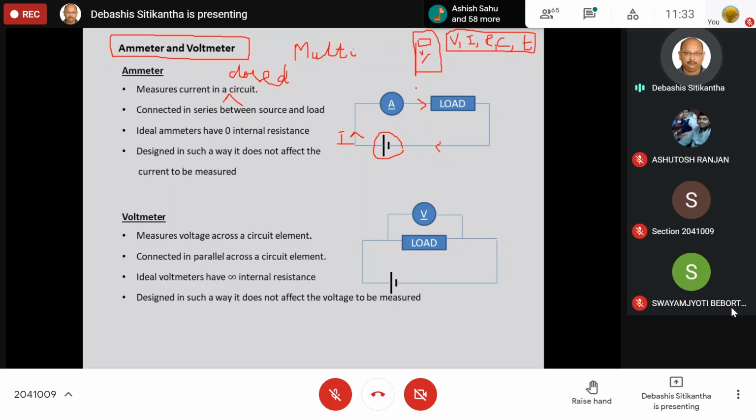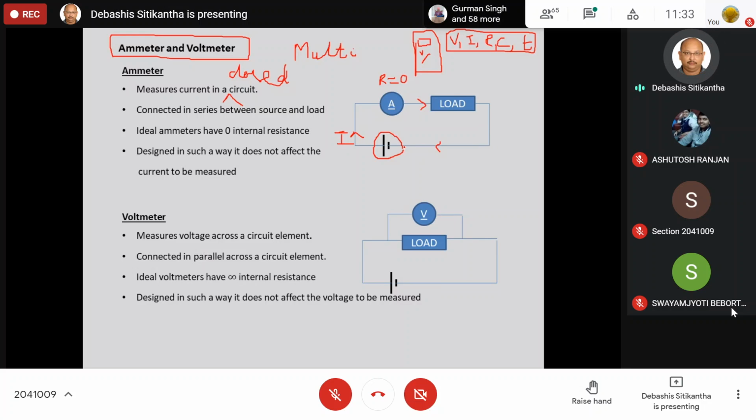Okay. Now, one important thing is that this ammeter must have a resistance equal to 0. So the resistance of an ammeter must be equal to 0 or as less as possible. Now, why is it so? It is because if the ammeter itself is going to have some resistance, then it is going to reduce the value of this current. Okay.